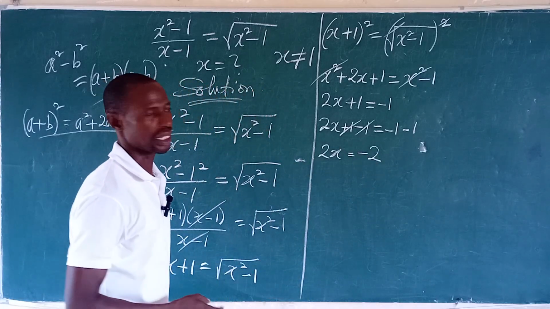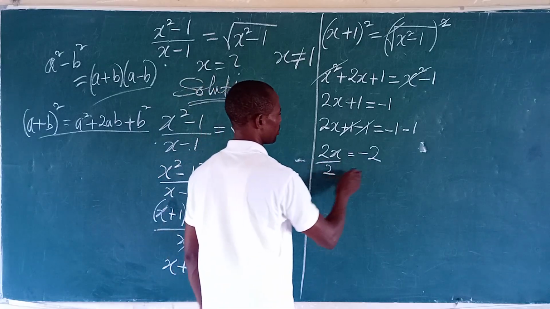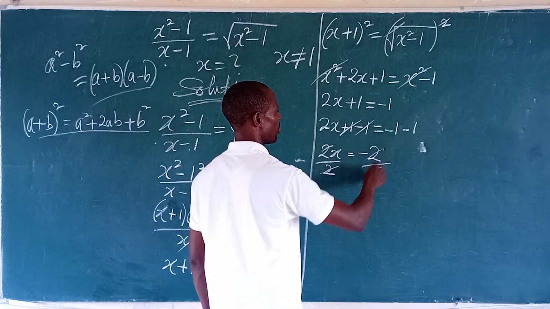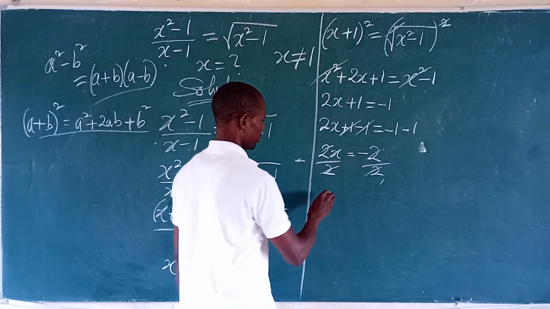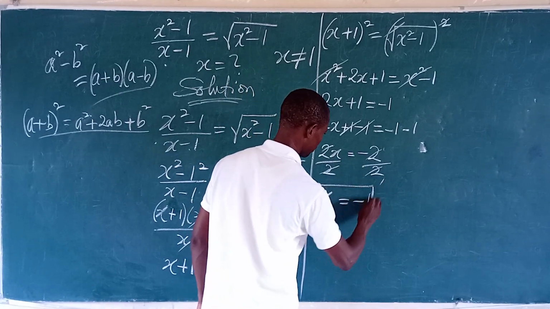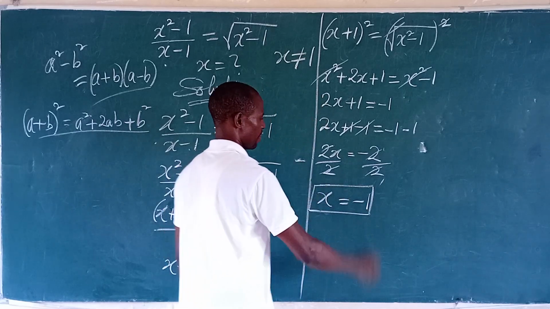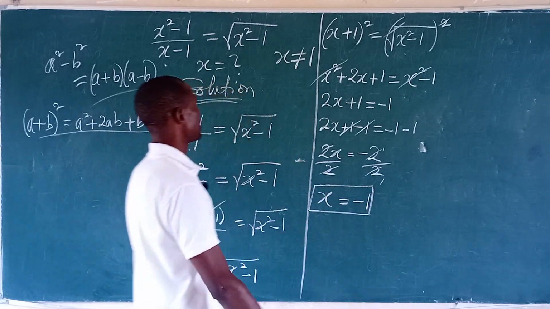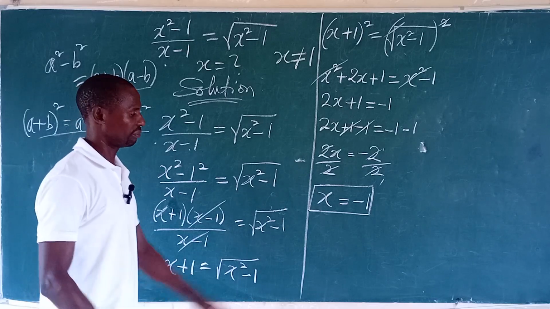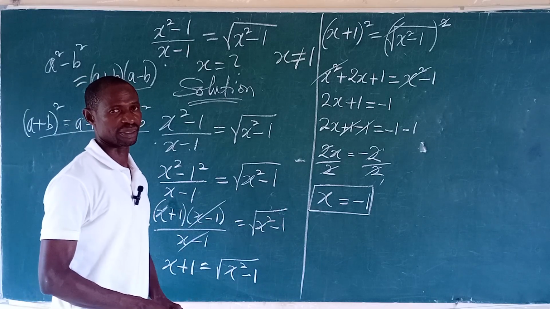We are looking for x, and so we divide through by 2. Cancel. 2 here, 1, 2 here, 1. We have the minus here to give us our x will now be equal to minus 1. So I said x cannot be equal to positive 1, but you have it to be minus 1.